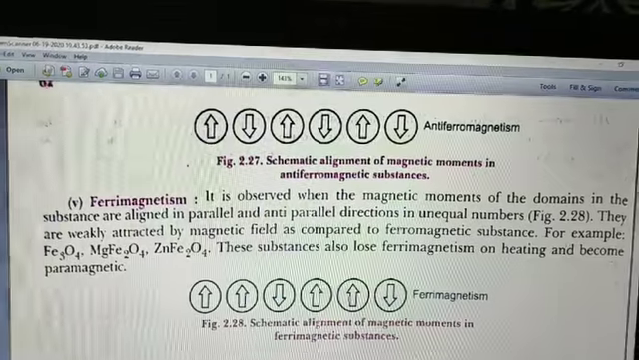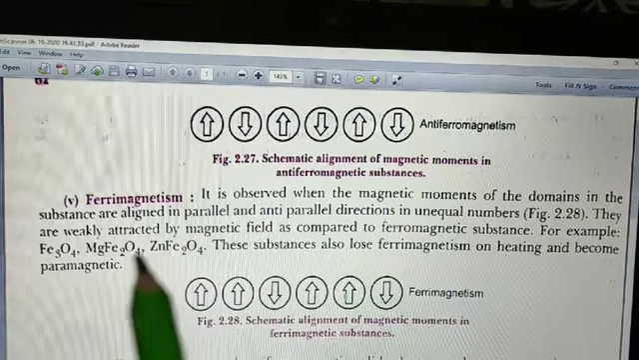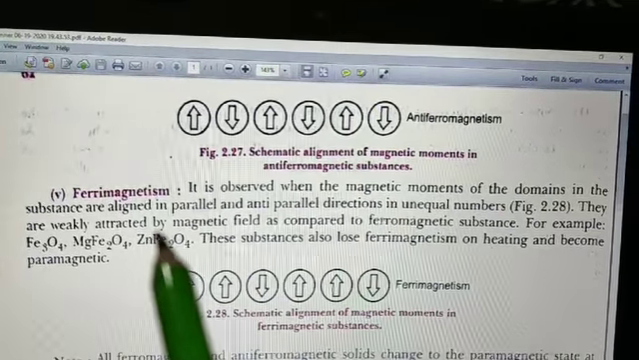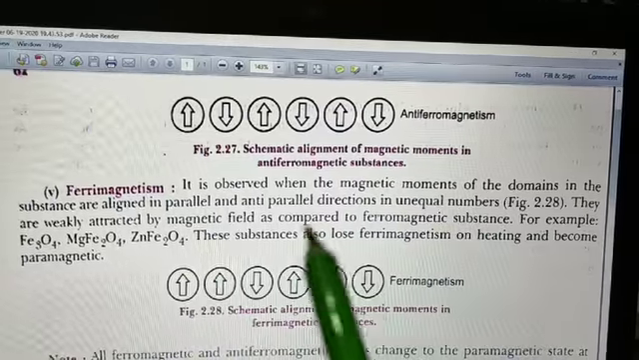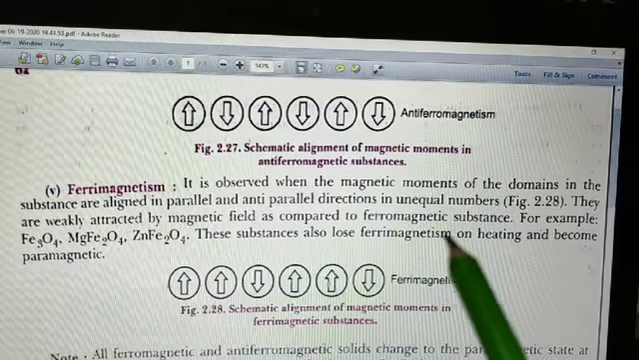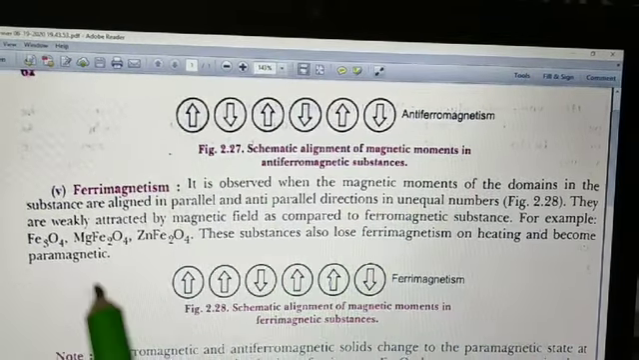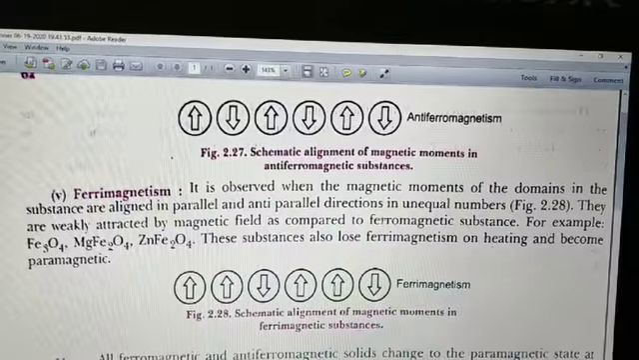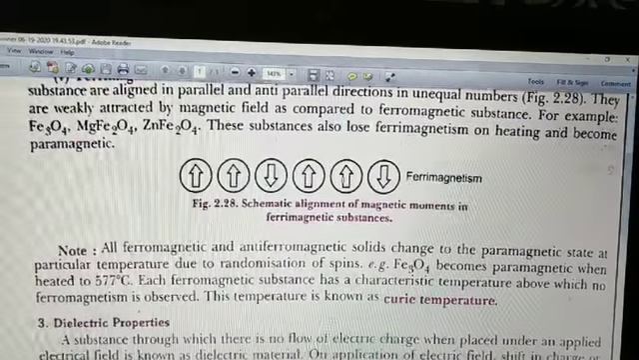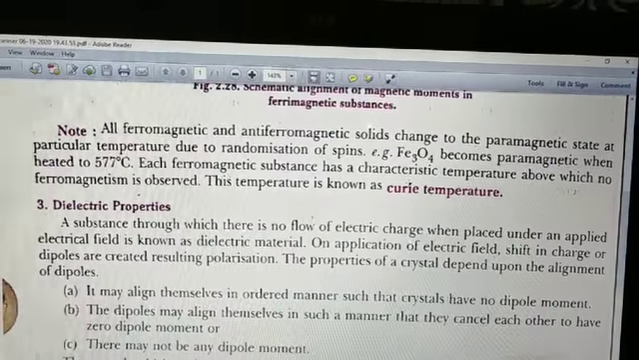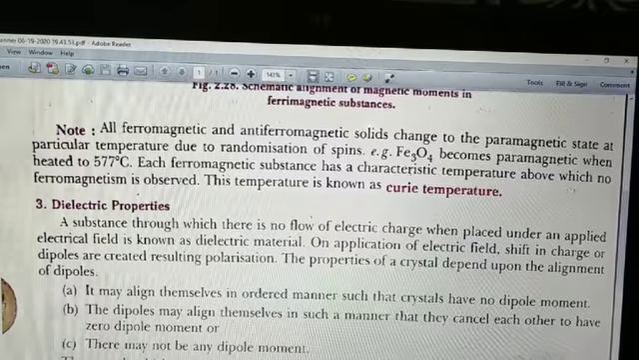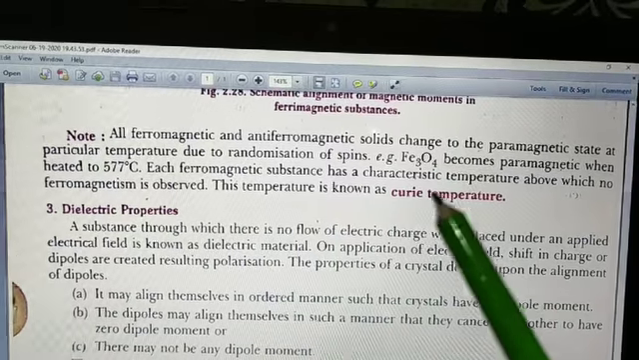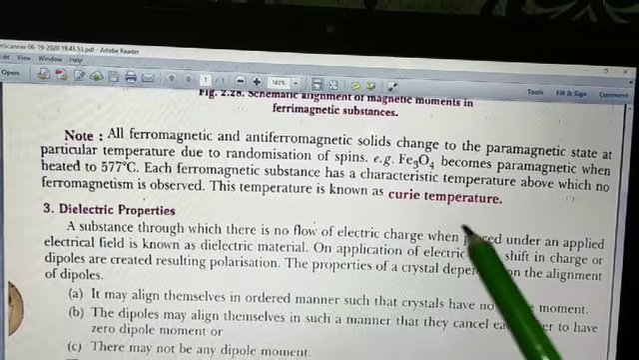For example, Fe3O4, MgFe2O4, ZnFe2O4. These substances also lose ferrimagnetism on heating and become paramagnetic. This is ferrimagnetic. Now over here we have got a temperature known as Curie temperature.